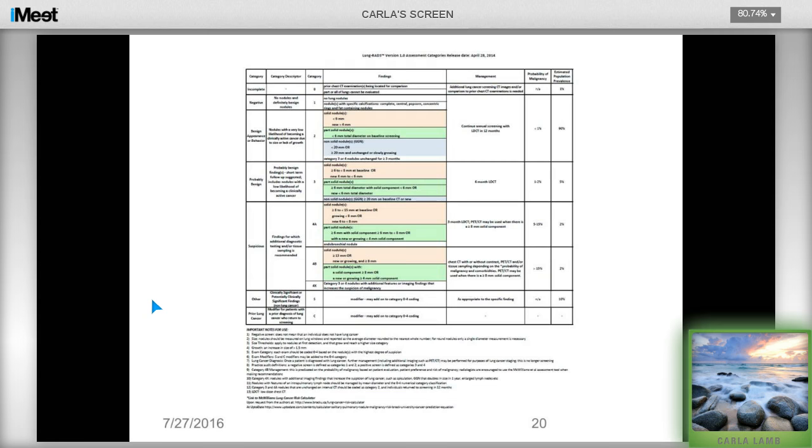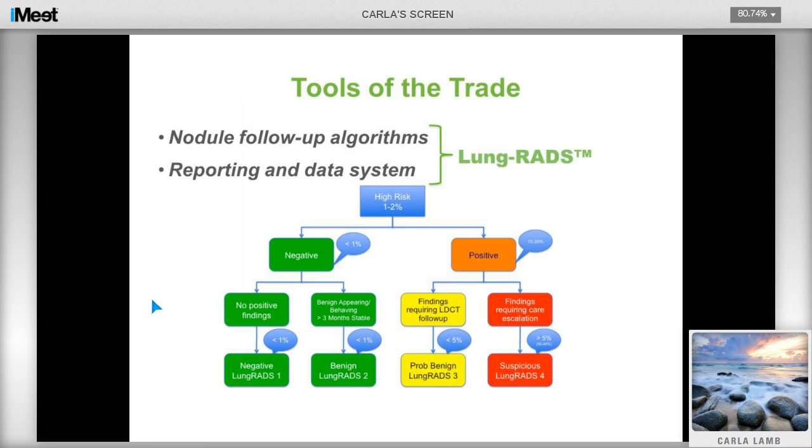And this is a very busy slide, I know, but it's a nice breakdown of the categories of Lung-RADS. And as I mentioned, I would always have you refer back to the ACR because it's dynamic and being kept up to date. And it gives you a nice perspective of the probability of malignancy relative to the finding.